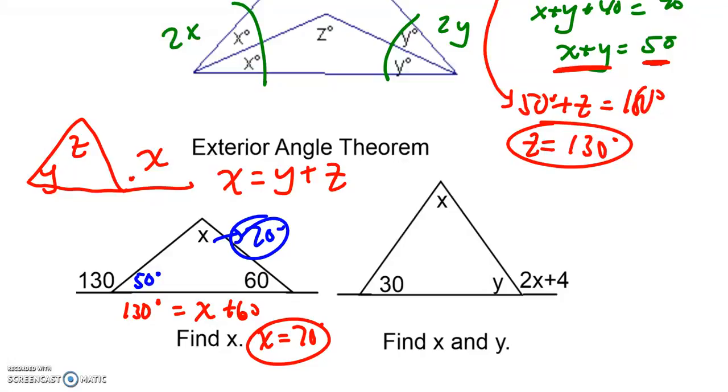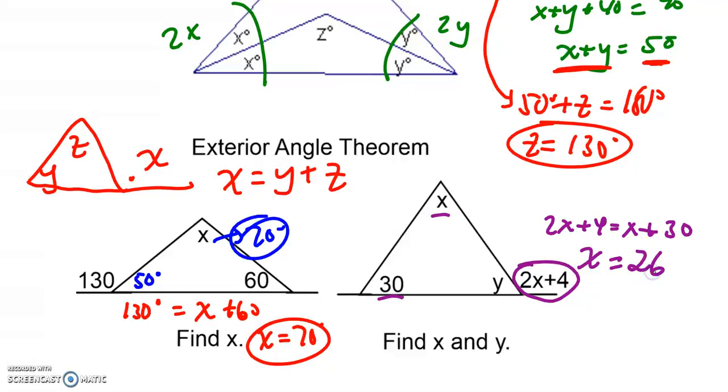Unfortunately, in the second problem, we know that y plus 2x plus 4 equals 180, but instead of setting up a system initially, we could say that the exterior angle of 2x plus 4 is equal to the sum of the two non-adjacent angles, x plus 30. And if you do this, you actually avoid a system of equations because everything's in terms of the same variable. So if we solved this by subtracting x and then subtracting 4, we'd get x equals 26. So we found x. So x is 26 down here.